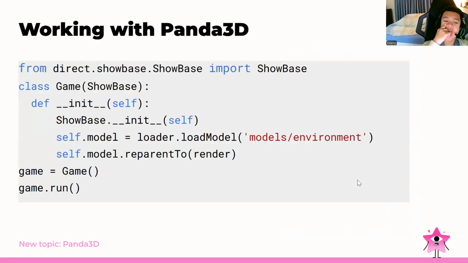Now for working with Panda 3D, just like usual, we import ShowBase. We have the class name PlayGame, and then we inherit from the parent, which is ShowBase. We set the init itself, the ShowBase init, and so on. And we set the model as the loader, which is loadModel, with models/environment. And then we set model.reparentTo, which sets render for this one. And then for the game itself, we set the variable game equal to the class, and then we call game.run for running the game.